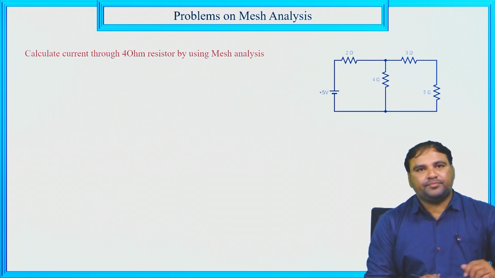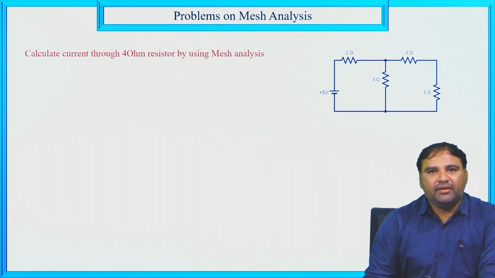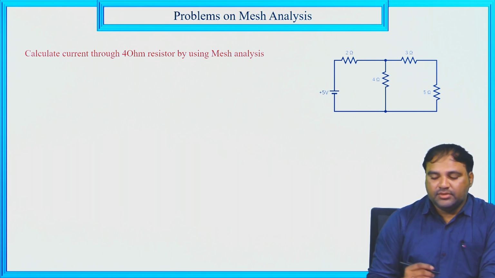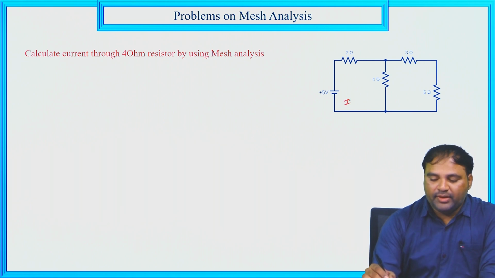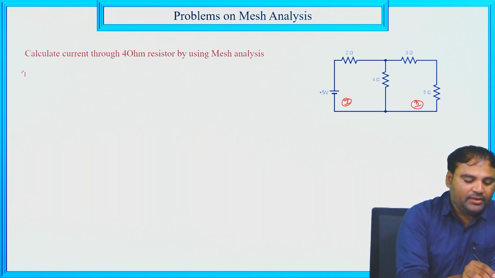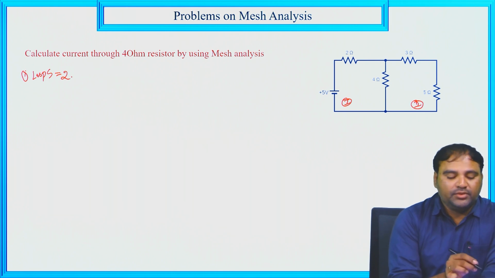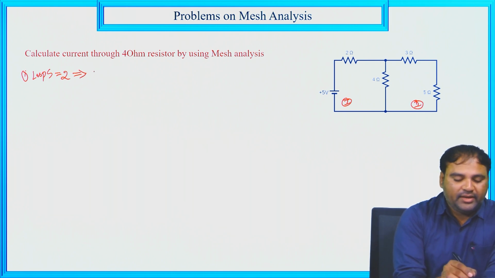Here I am taking one problem. In this problem the total number of loops is 2: this is loop 1 and this is loop 2. Step number 1: first we have to find the total number of loops. The total number of loops is 2, so the total required currents are I1 and I2.